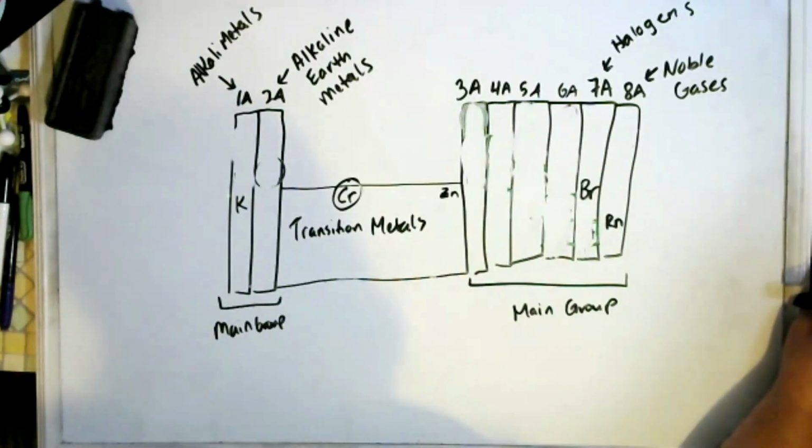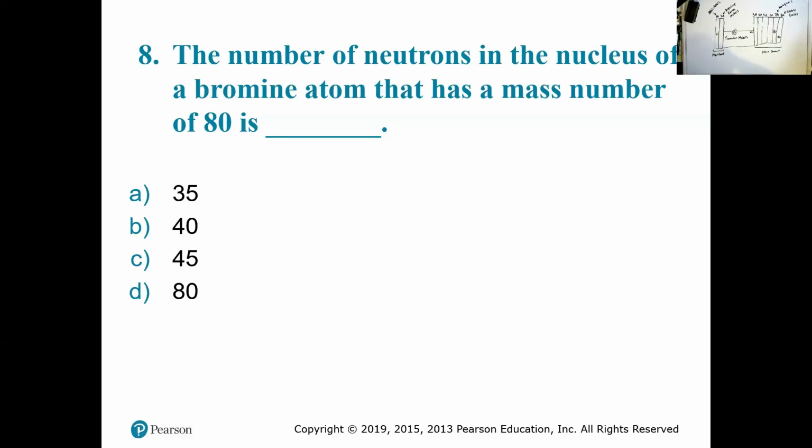All right. Next question. Sorry, I had to pause that a little bit. It asks us the number of neutrons that are in the nucleus of a bromine atom that has a mass number of 80.